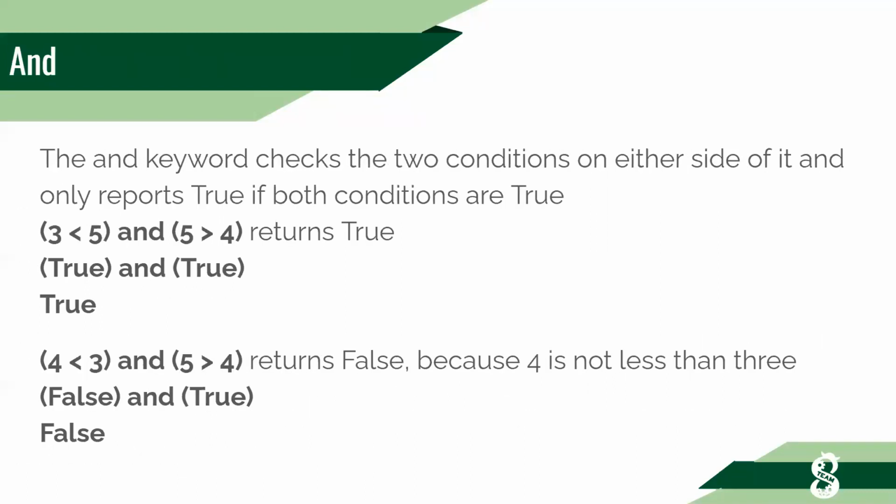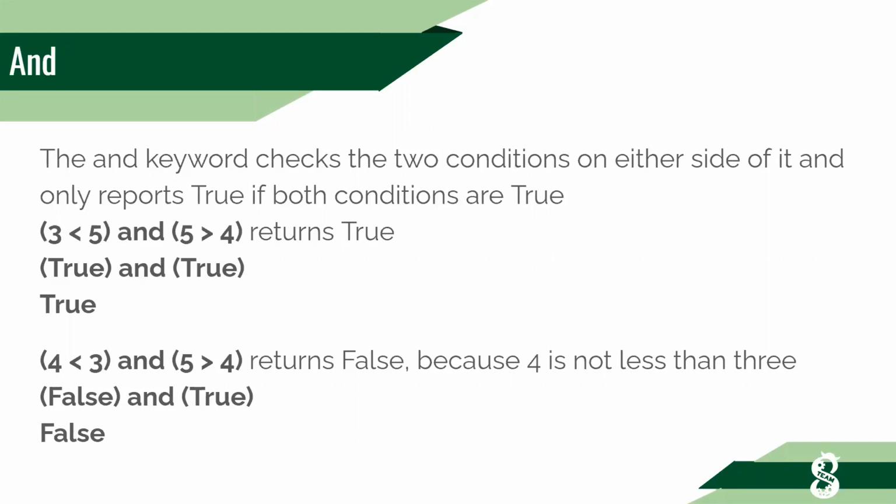So the AND keyword checks two conditions on either side of it and only reports true if both the conditions are true. So if you have the two conditions, 3 is less than 5 and 5 is greater than 4, it'll check both the sides. And because both are true, it'll report true. But even if one of those was false, such as 4 is less than 3 and 5 is greater than 4, in which 4 is less than 3 is false, it'll report false.